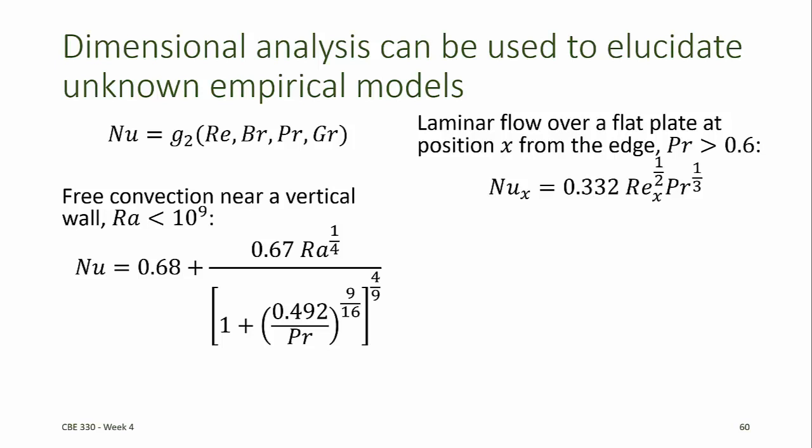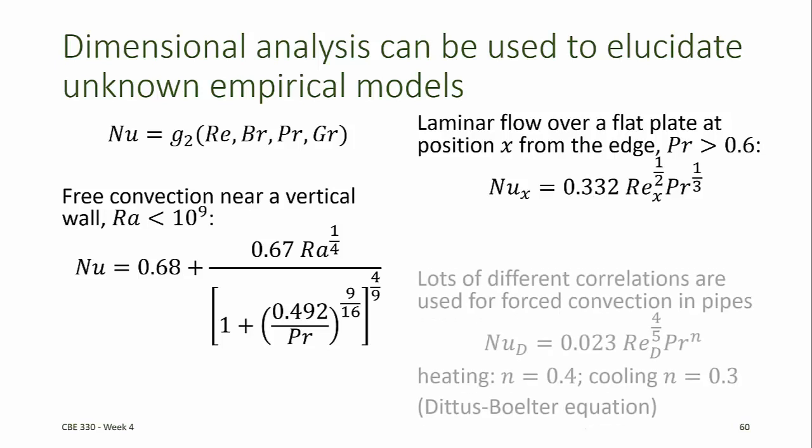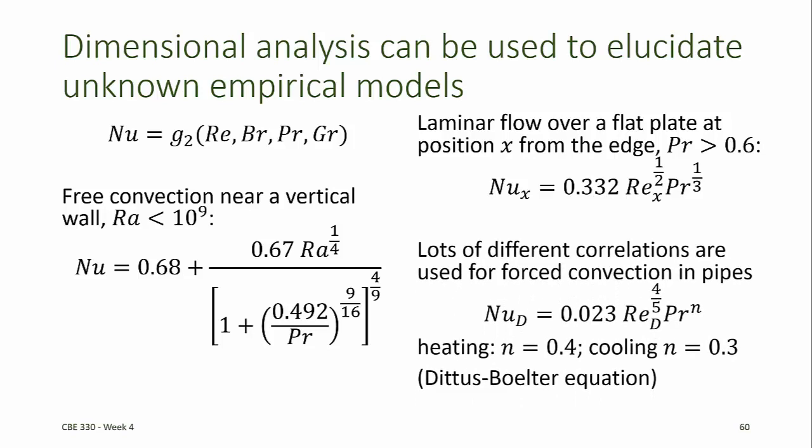Because heat transfer from piping systems is very important in things like heat exchangers and chemical reactors, there are lots of different correlations used for forced convection in pipes. For example, the Dittus-Boelter equation relates the Nusselt number based on pipe diameter to a Reynolds number and a Prandtl number. Empirical models formulated as power laws like this are extremely common in chemical and biological engineering. In the next video, we'll talk about another very useful application of dimensionless quantities, which is in scaling models of chemical and biological processes.